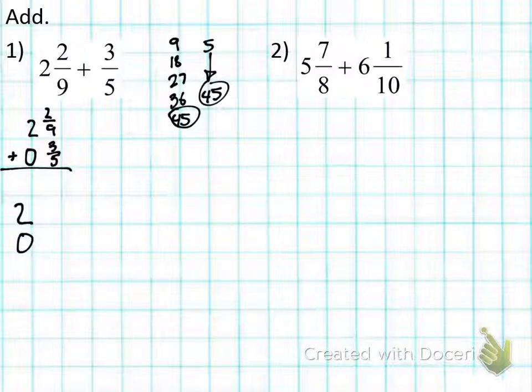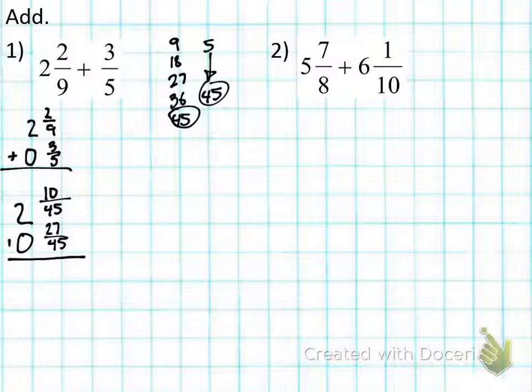So I'm going to rewrite my whole numbers there, 2 and 0, and then my denominators I need to convert to 45 like I did last week. Okay, then I ask myself, what do I multiply 9 with to get 45? I multiply with 5, so 5 times 2 is 10, okay? Ask myself again, what do I multiply 5 with to get 45? 9. 9 times 3 is 27.